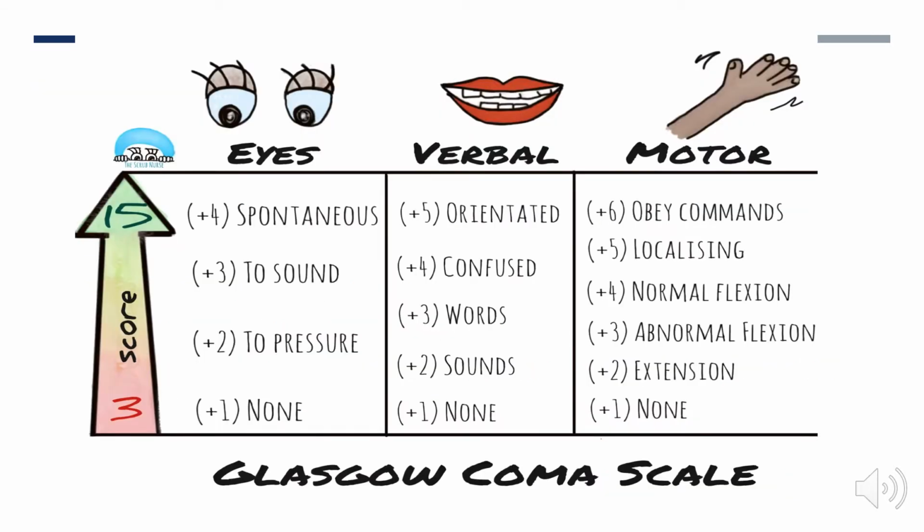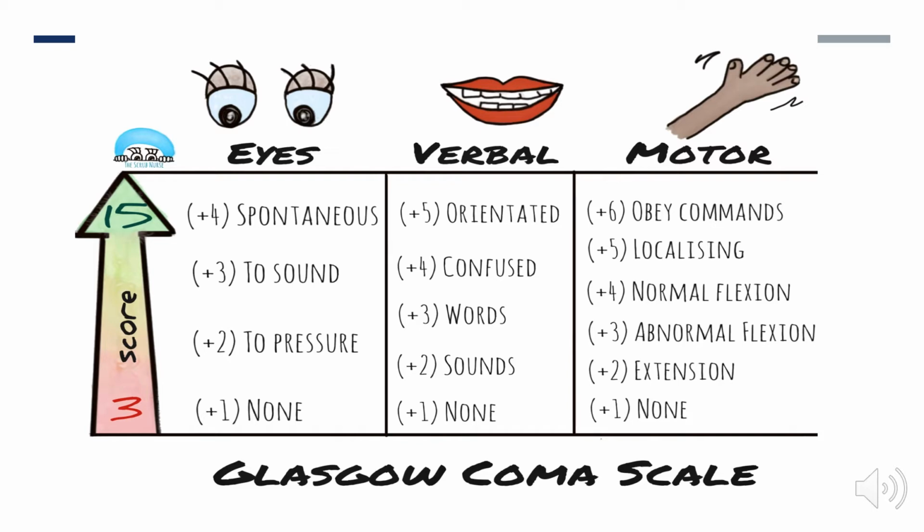And this is just an image of one. So you can see eyes, verbal, and motor. Eyes, the highest is 4. Verbal, the highest is 5. And motor, the highest is 6. So the motor is the thing that I think will get everyone a little confused, because if a patient can obey commands, touch your finger to your nose, that's obeying commands, that is a 6. If they're localizing to pain, that's a 5. If they have normal flexion, that's a 4. If you have abnormal flexion, that's a 3. If they're extending, that's a 2, and if they're not moving at all, it's a 1.